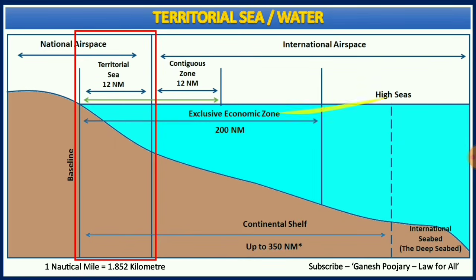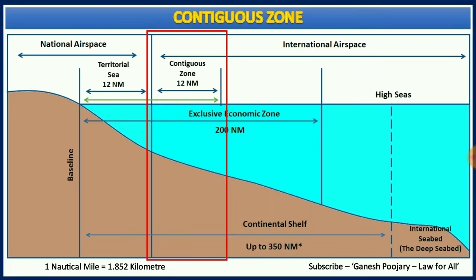After the territorial sea, next comes the contiguous zone, which is 12 nautical miles after the territorial sea. If you see in the image, the first 12 nautical miles is the territorial sea. After the territorial sea starts the contiguous zone, which is 12 nautical miles again. So from the baseline, if you include the territorial sea and contiguous zone, that becomes a total of 24 nautical miles.